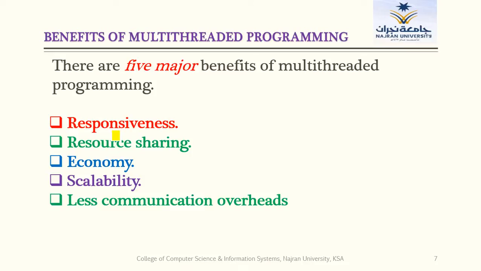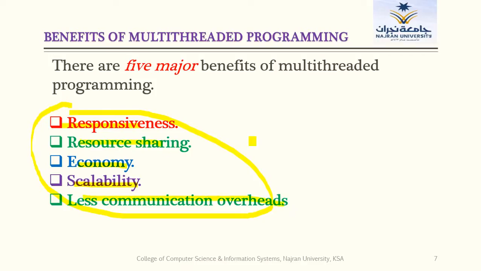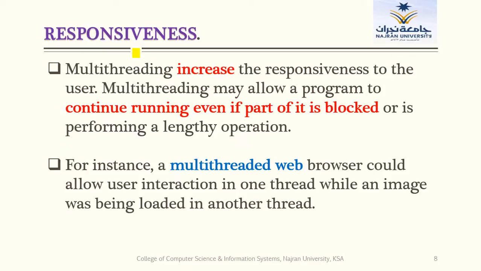Because we have some benefits. What are those benefits? We have five main benefits: responsiveness, resource sharing, economy, scalability, and less communication overhead. What is responsiveness? It increases the responsiveness to the user. If we are using multi-threaded programming, it will increase the response ratio to the user compared with the single-threaded model.